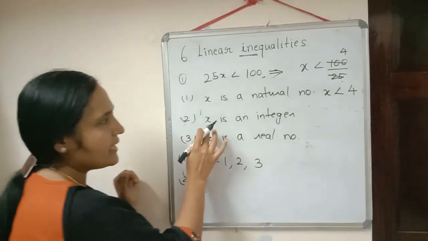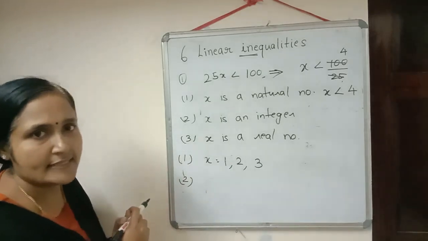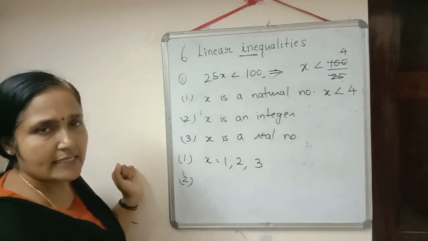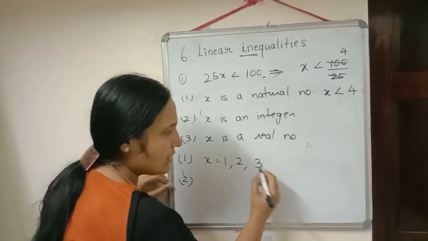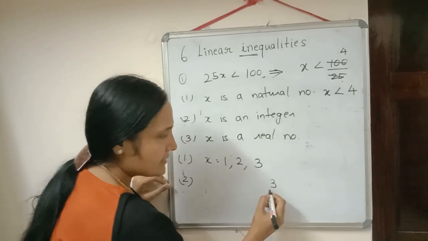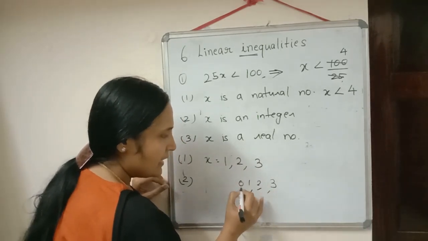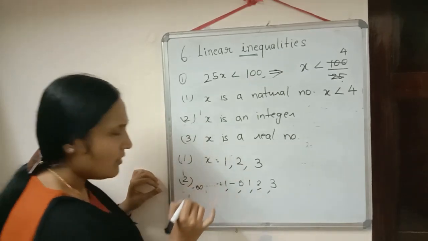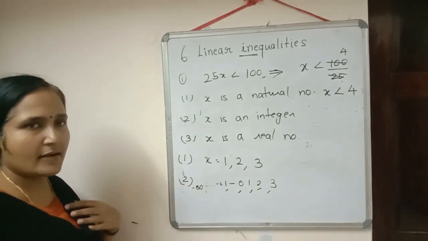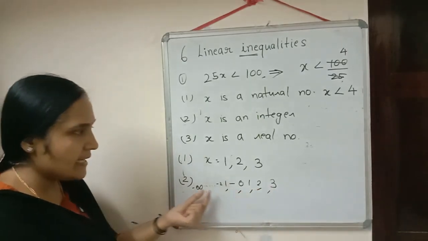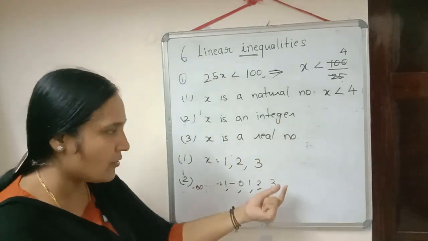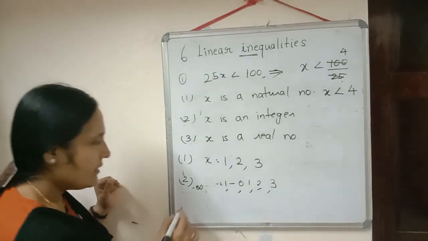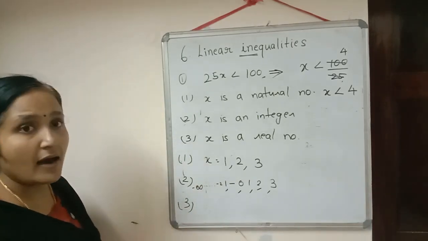Now we will write down the second case. In the second case they are saying x is an integer. So we have to write down all the integers which are less than 4. The largest one is 3, then next comes 2, then 1, then 0, minus 1, minus 2. In this way till where will we go? Till minus infinity. Correct? So x is an integer which is less than 4. All these integers are possible. Correct? Okay.